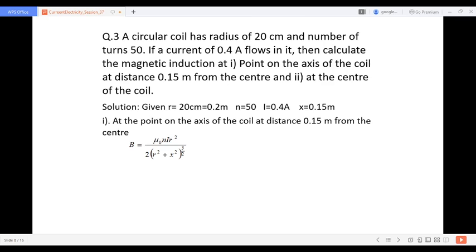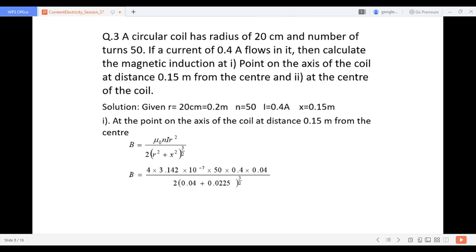Point on the axis of the coil is at a distance 0.15 meter from the center. So X is equivalent to 0.15 meter. So at the point on the axis of the coil at a distance 0.15 meter from the center, B can be taken as mu naught Ni R square divided by 2 times (R square plus X square) raised to 3 by 2.